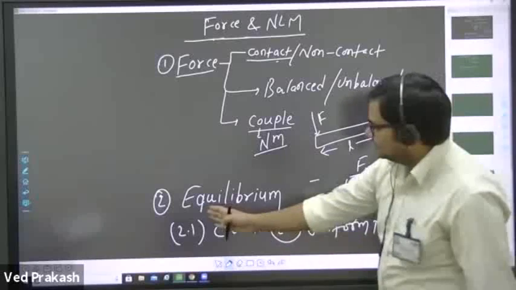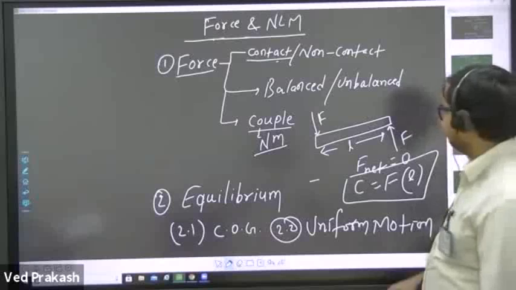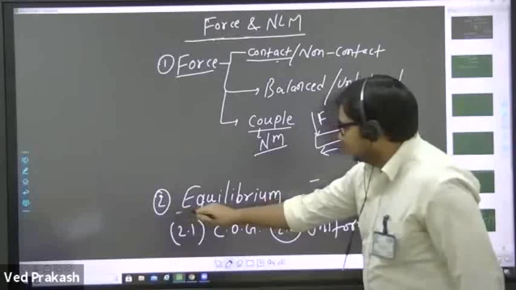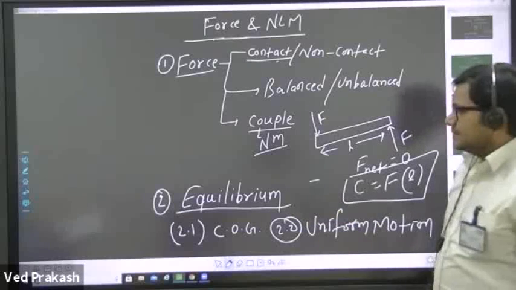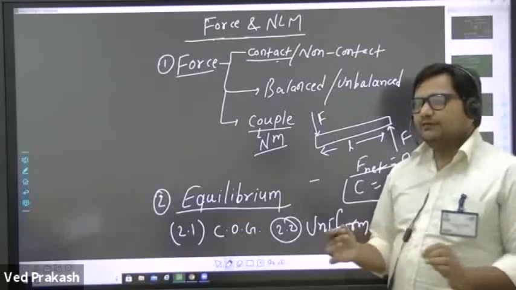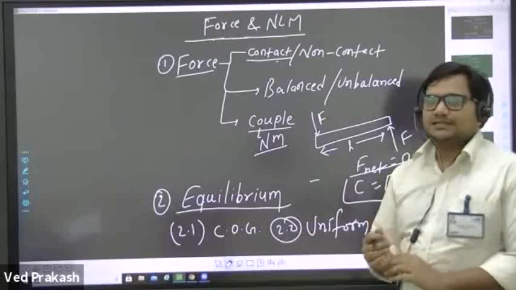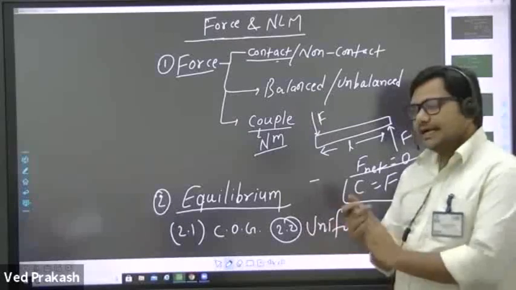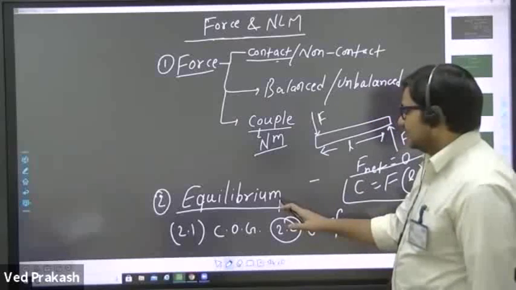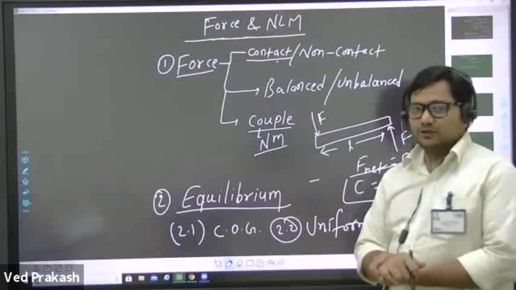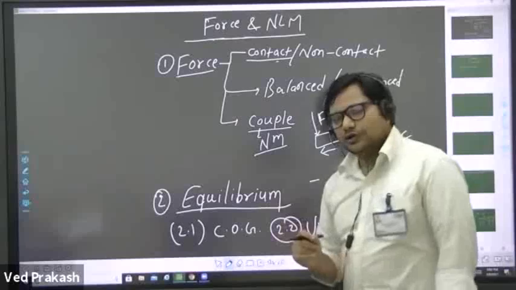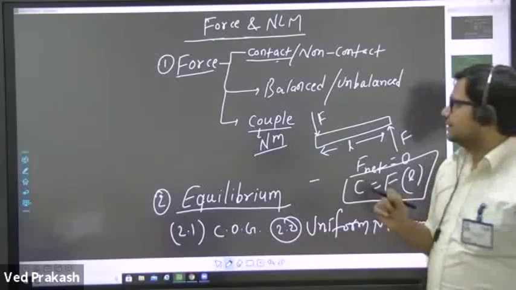So now we will learn what equilibrium is. In physics, we say any object is in equilibrium if the net force acting on that object is zero, or all forces acting on the object are balanced. There are two kinds of equilibrium: translational equilibrium and rotational equilibrium. For translational equilibrium, the net force on the object must be equal to zero.